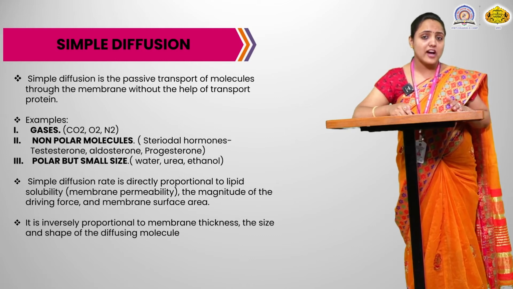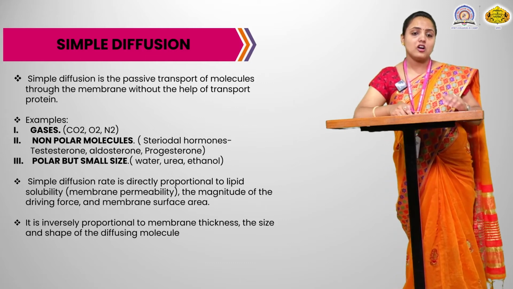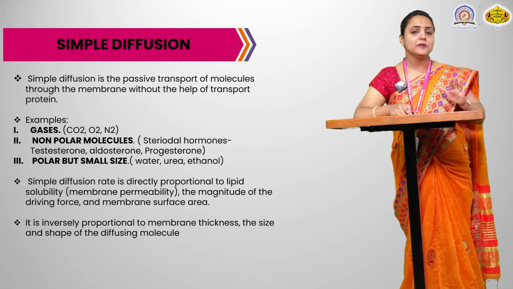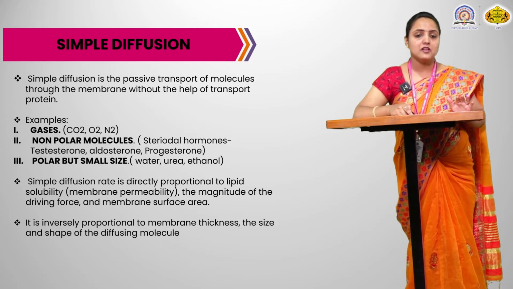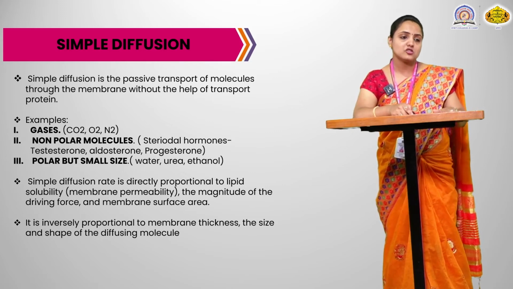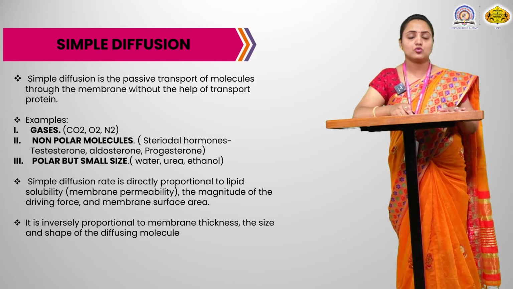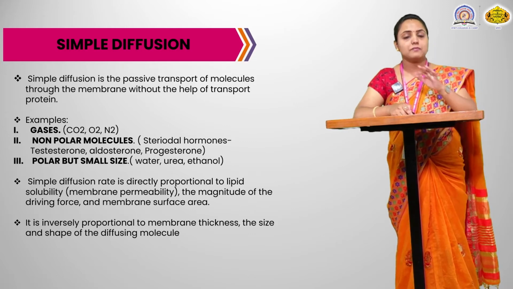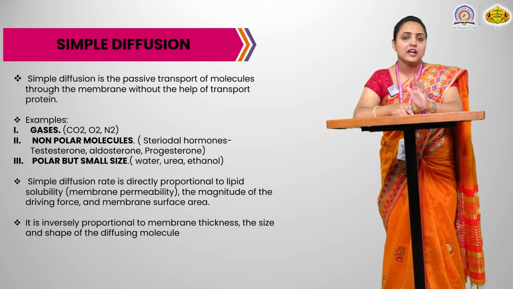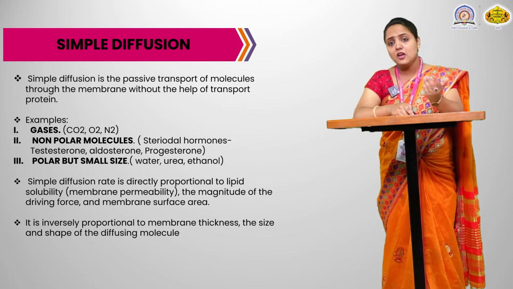Non-polar molecules such as steroid hormones, for example testosterone, progesterone, aldosterone, can all penetrate easily through the plasma membrane. Polar but small molecules, which include water, urea and ethanol, can also penetrate easily. Simple diffusion is directly proportional to the lipid solubility, the membrane permeability, the magnitude of the driving force and the membrane surface area. It is inversely proportional to the membrane thickness and the size and shape of the diffusible molecule.